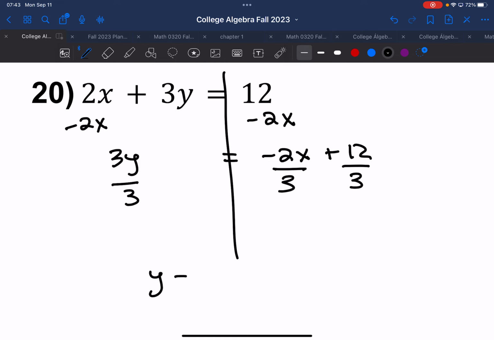So I have y is equal to, can we simplify negative 2 over 3? No. So that means our slope is just negative 2 over 3x. What about that 12 over 3? Plus 4. Plus 4. And that's our answer.